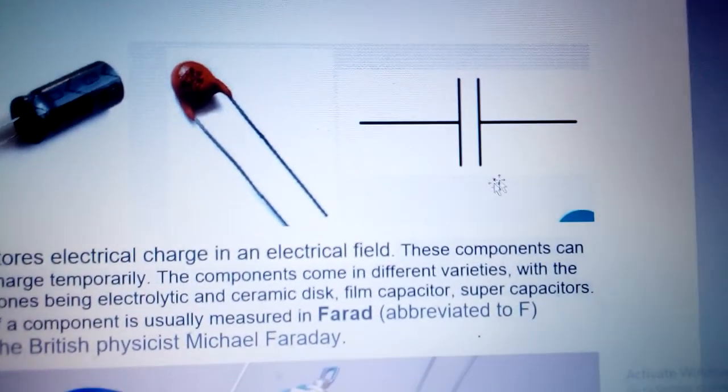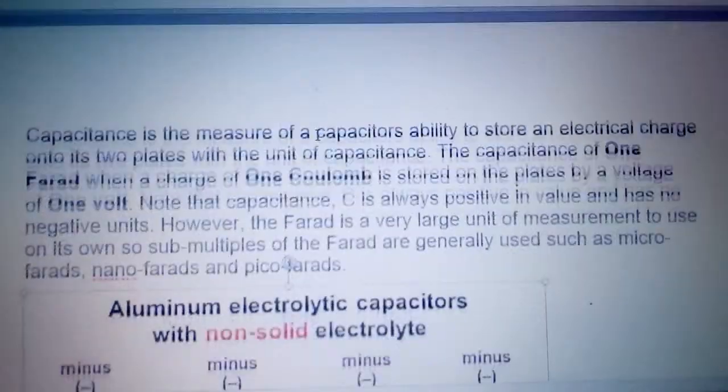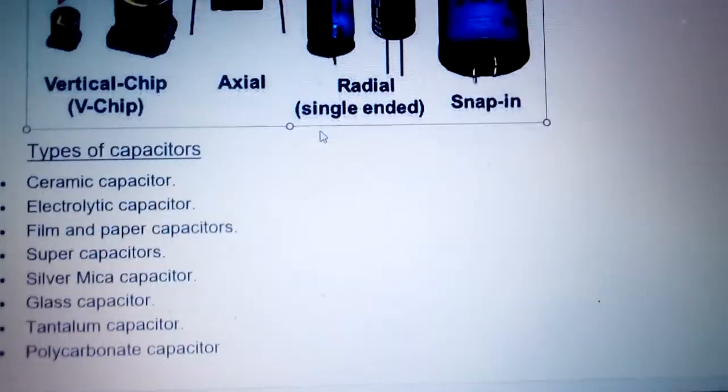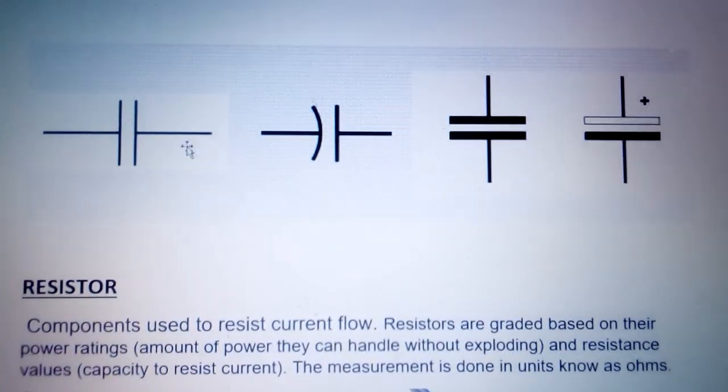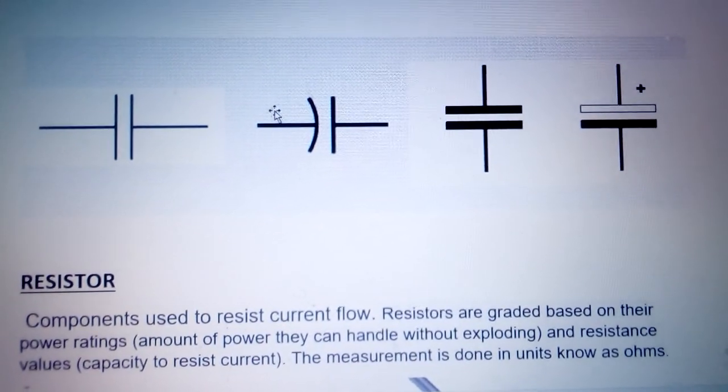Now, a capacitor is denoted using this symbol, and there are other symbols that are used to denote capacitors. For example, this one, this one, this one, and this one.